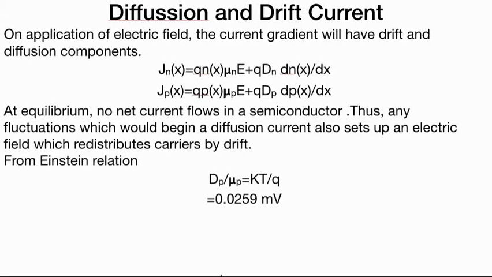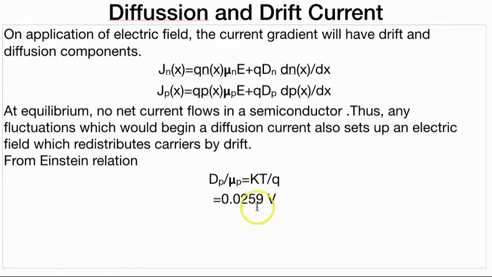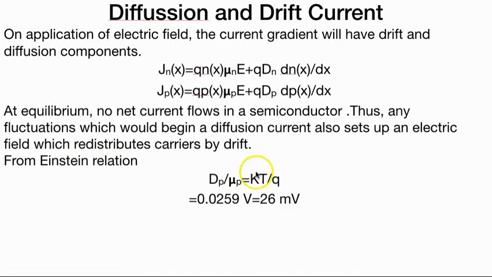From the Einstein relation, we can say that the diffusion coefficient upon the mobility of each charge carrier is equal to kT by q, which is 0.025 volts or 26 millivolts. This is an important relation. Keep this relation in mind, as it is often asked, that D is equal to mu times Vt.